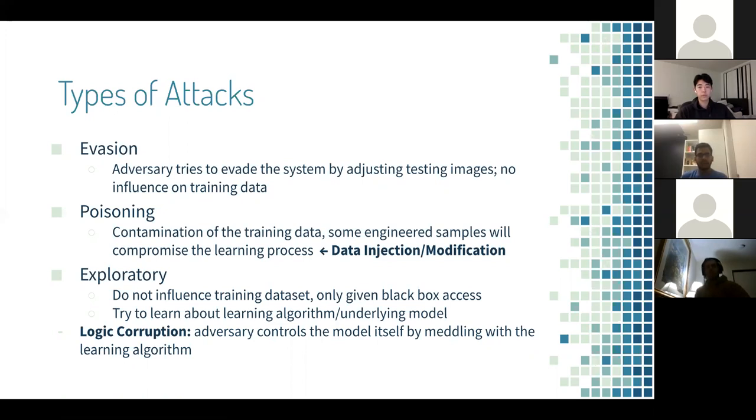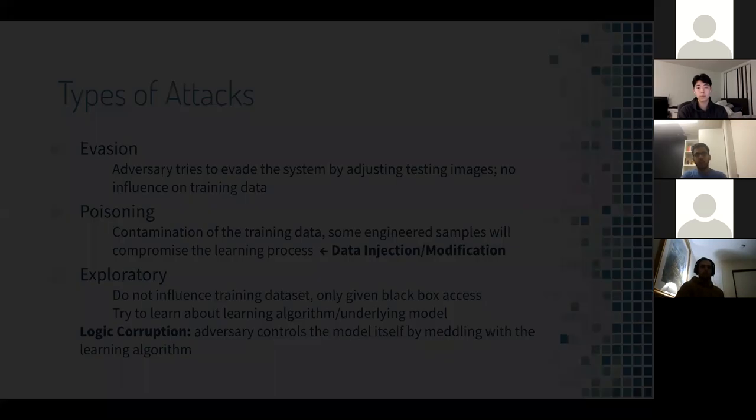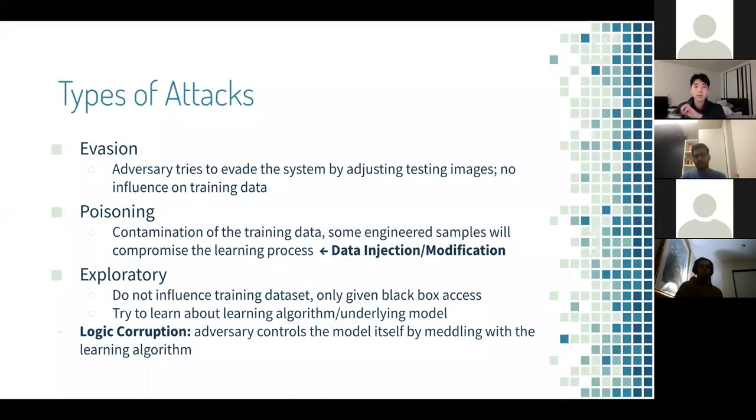The other way, exploratory, is what we'll, in some sense, be focusing on today, where you try to learn about what algorithm the machine learning model is using and try to exploit any patterns that you can from the model and create images that the model does not do well on. So these are broadly the kinds of attacks you can use to essentially trick a machine learning model.